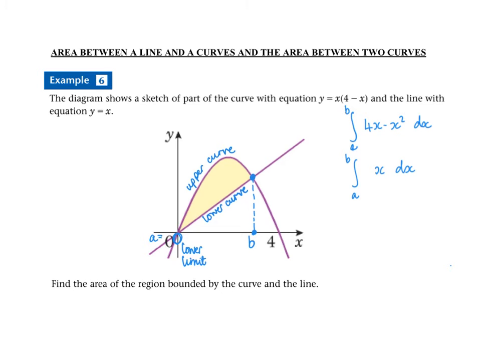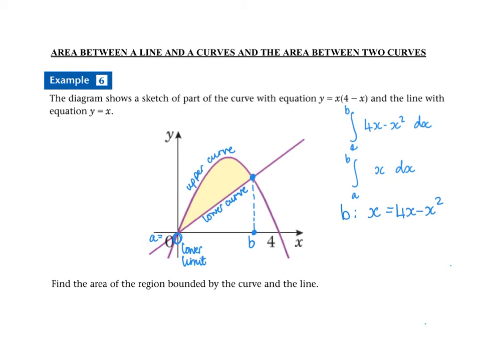But the key thing that we've really got to find is this point of intersection, which is our upper limit. So to find B, we solve them simultaneously. So x is equal to 4x minus x squared.